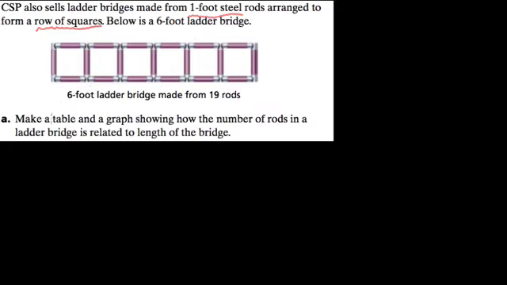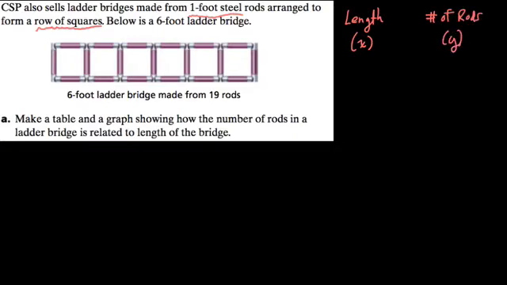We want to make a table and a graph showing how the number of rods in a ladder bridge is related to the length of the bridge. So what do we do? Well, in our table here, I would say that the length of the bridge is your independent variable x. And the number of rods here would be your y value.